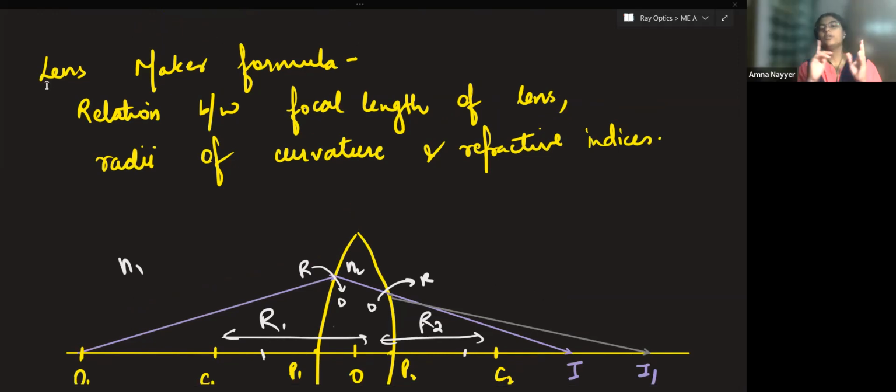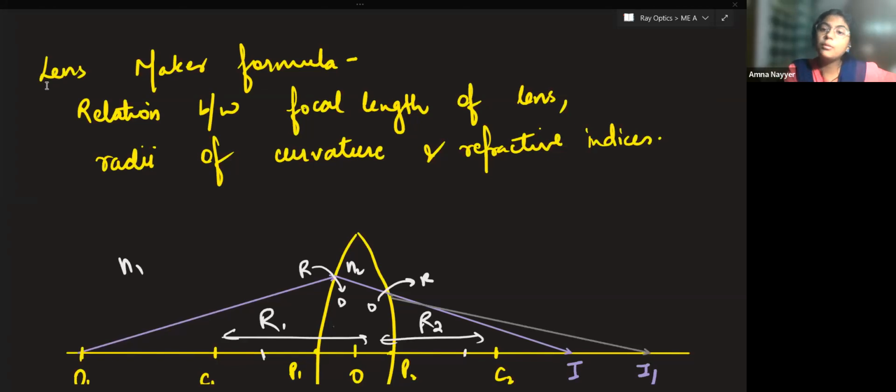See, now we are going to do lens maker formula. As I've told, there's a difference between lens formula and lens maker formula. The way we have mirror formula, which connects focal length, object distance, and image distance in mirrors, similarly, we have lens formula also. We'll be using it in the derivation as well.